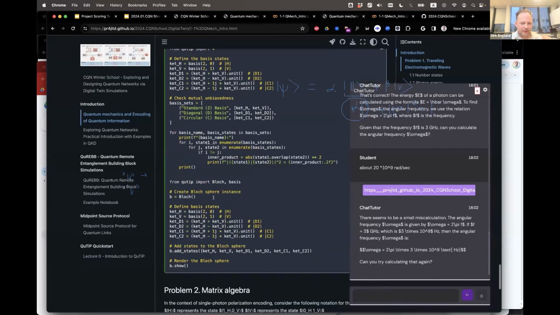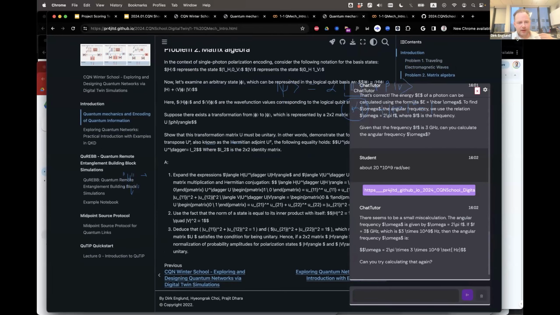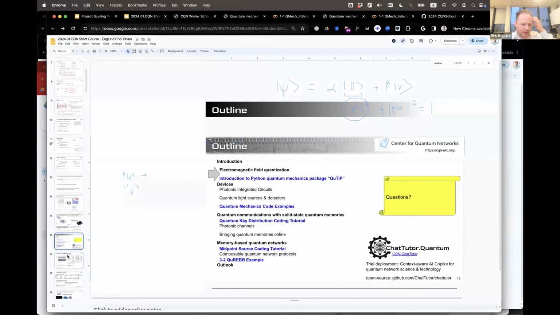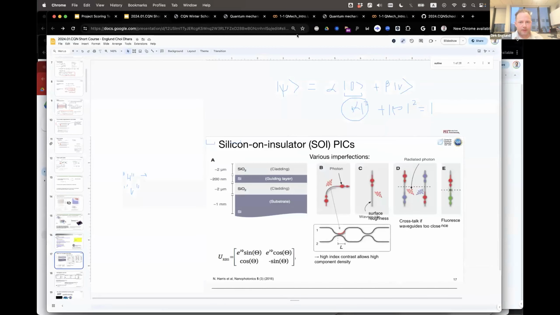Okay, and there are exercises provided here that we would encourage you all to go through. We don't have time to do that here, but we hope that with the resources given, chat tutor can help you go through these exercises on the background needed for the subsequent parts of the course.